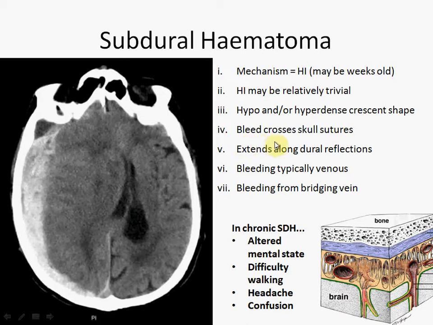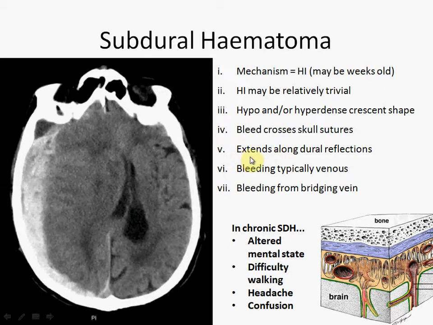The bleed crosses skull sutures. Okay, so there'll be sutures where the temporal is meeting the parietal, where the temporal is meeting the greater wing of the sphenoid, and so on. Extradural haematomas don't cross those boundaries, but do you notice here the bleed goes all the way across, crossing suture boundaries. This is a characteristic of a subdural haematoma.